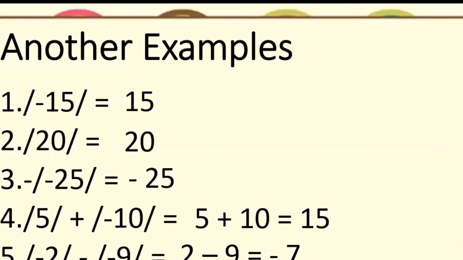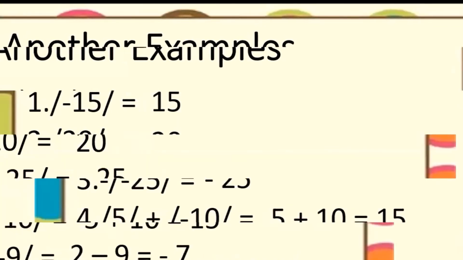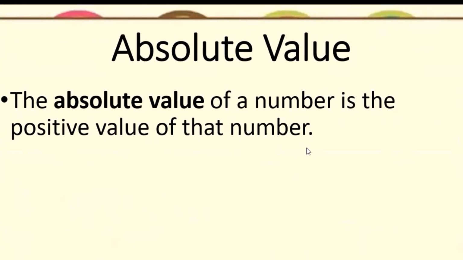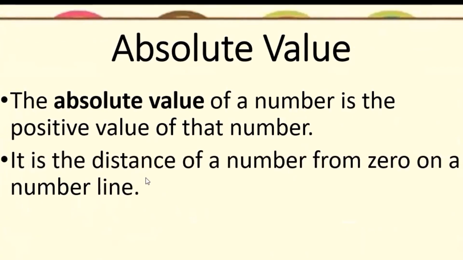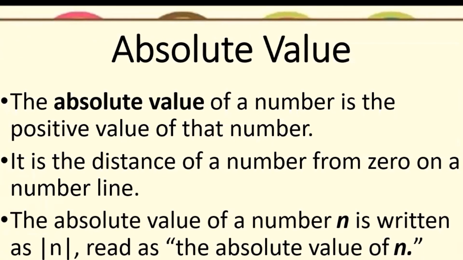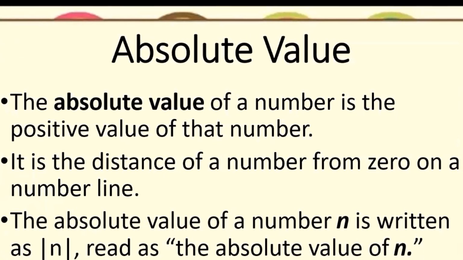Therefore, let us summarize our lesson for today. An absolute value of a number is the positive value of that number. Disregard the sign. And it is the distance of a number from 0 on a number line. The absolute value of a number n is written as this one. This is the symbol of an absolute value and read as the absolute value of n.